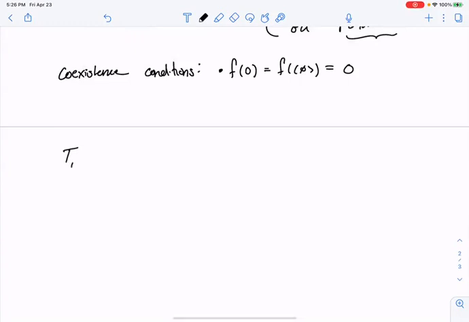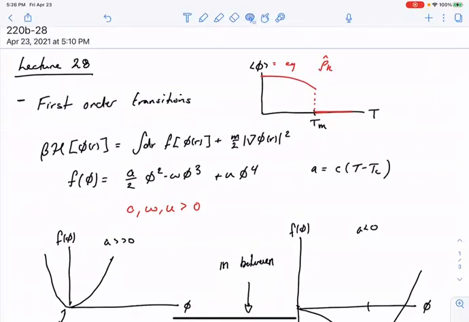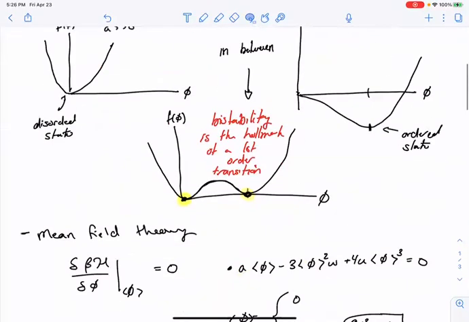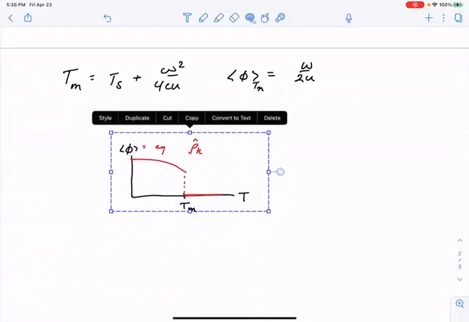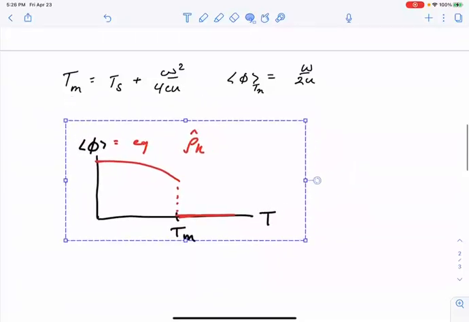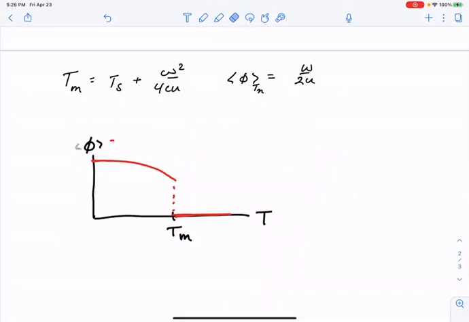That transition temperature, let's denote Tm, is equal to Ts plus W squared over 4Cu. And at that transition, the ordered value of phi is W by 2U. And thus, as we predicted from this plot here, this theory is capable of describing the first order transition of phi, where this value is parameterized by W over 2U, and Tm is given by this reference Ts plus W squared over 4Cu.